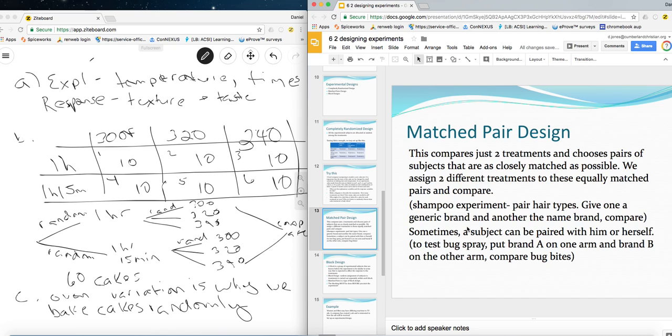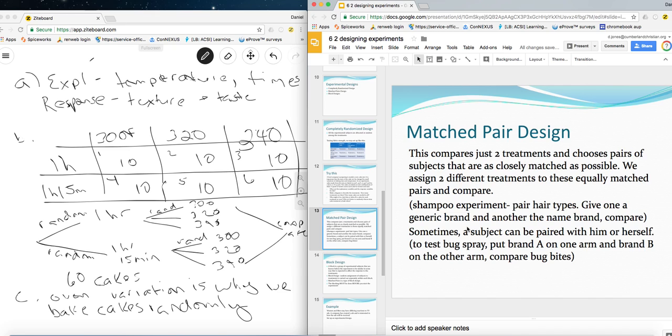So maybe it's better that I find a couple of people who have long hair like me and have the same texture, because I have thick hair. Maybe I'd find more people with thick hair. And one person would take shampoo A and I would take shampoo B, and somebody else would take shampoo C, and we would use it for a week and look at how it works. That's called matched pairs because I've matched people who had similar hair types to mine to do my experiment.